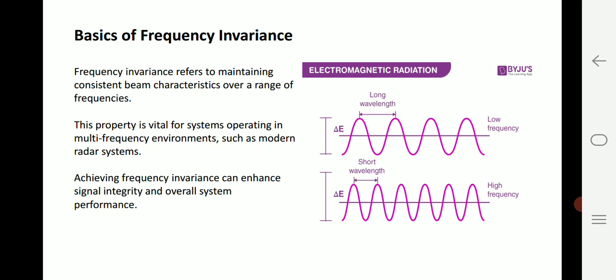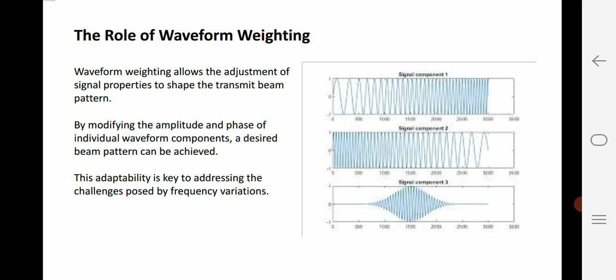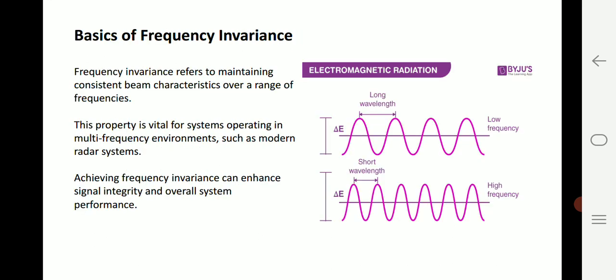Electromagnetic radiation, the frequency variation is the delta E aligned on the x-axis. The first waveform is low frequency, having long wavelength; high frequency has short wavelength. That is the major difference between low frequency and high frequency.